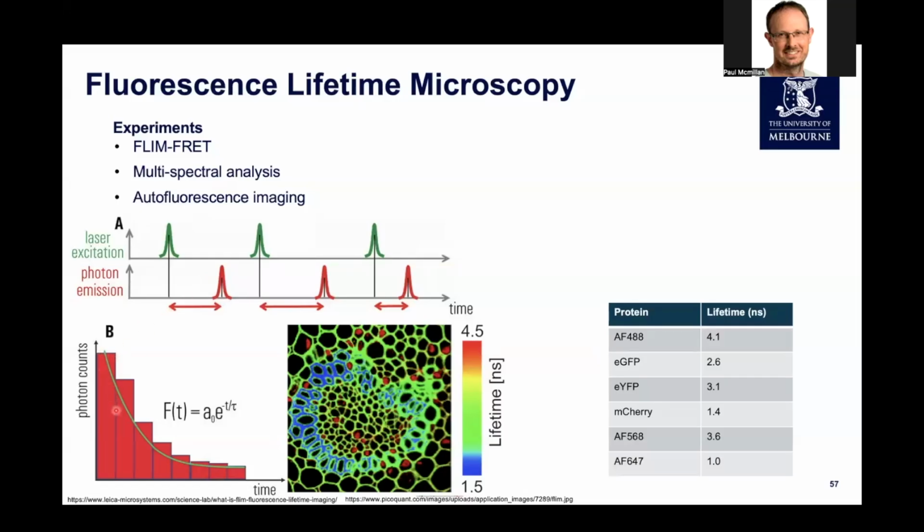Here we can plot this, and we can fit a curve to this, which will tell us how many species there are within the samples. This is an example of a plant sample, which has been imaged with a FLIM microscope, and it's showing very different lifetimes throughout the sample.